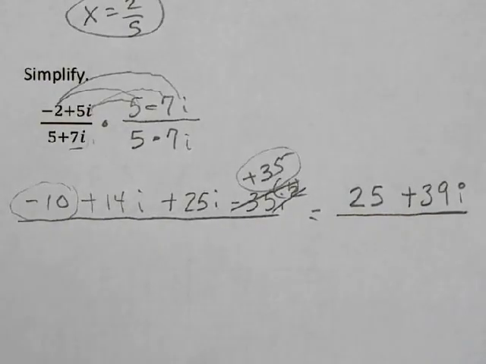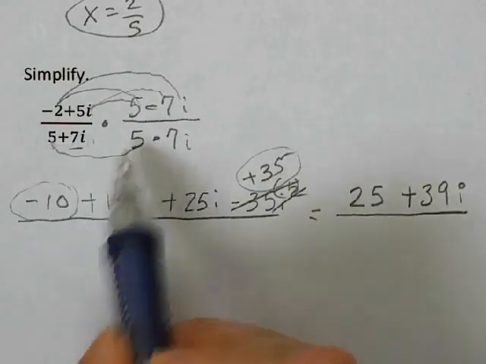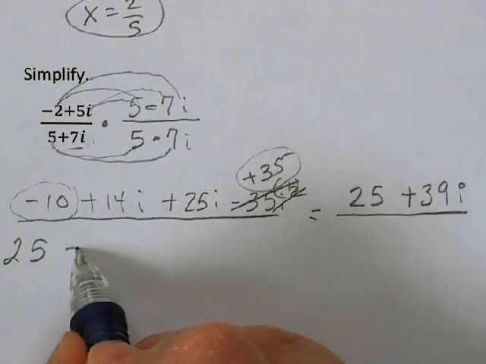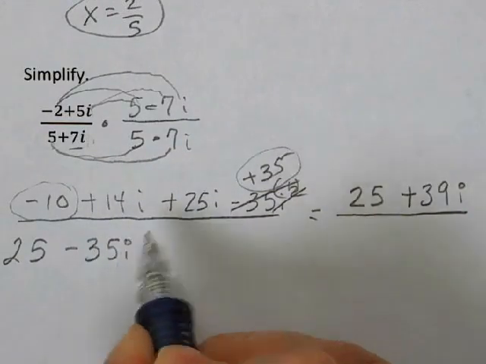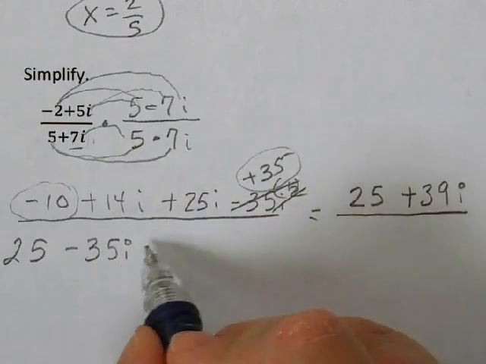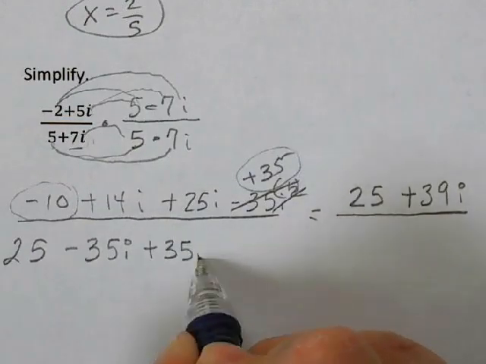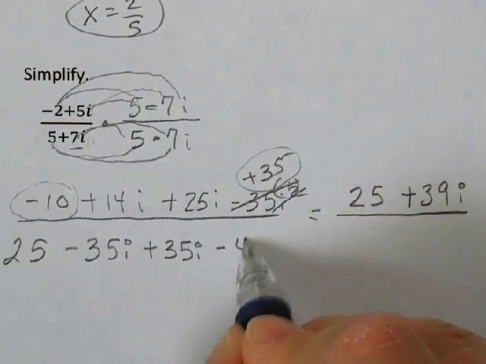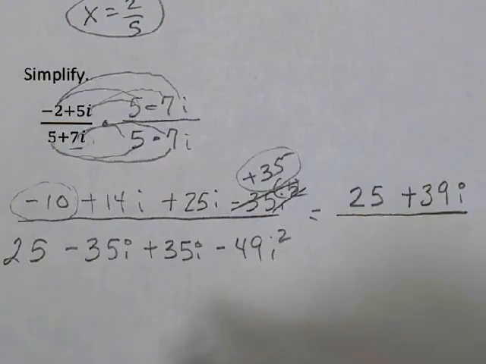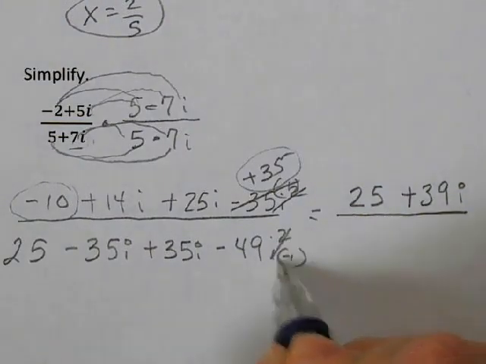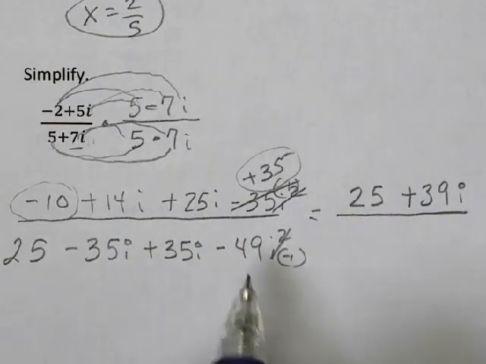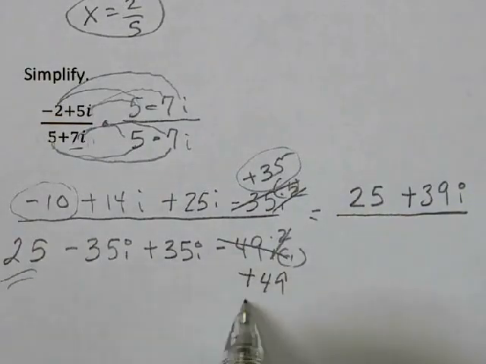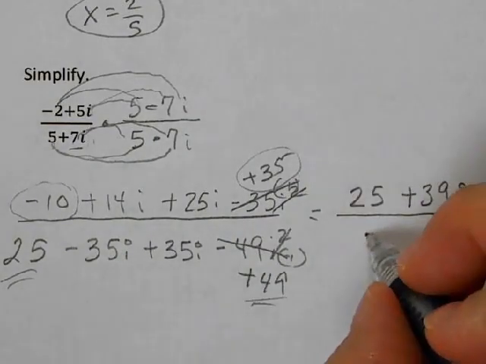All right, let's look at the denominator. 5 times 5 is 25. 5 times -7i is negative 35i. 7i times 5 is plus 35i. Positive 7i times -7i is negative 49i squared. And we know that i squared is -1, so that turns that into plus 49. So 25 and 49 is 74.